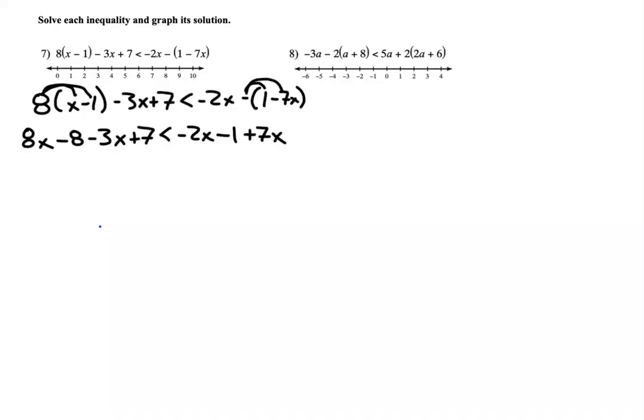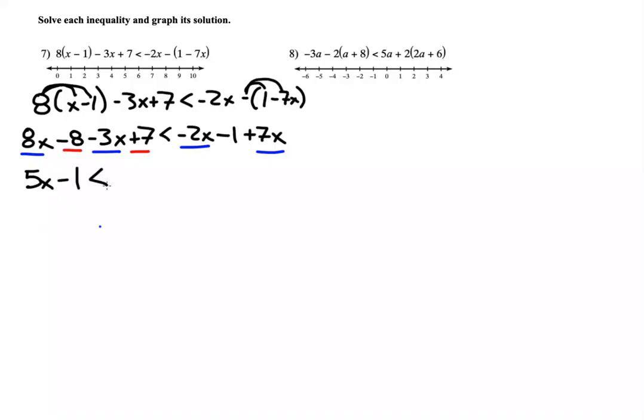So now I can combine my terms. I have a negative 8 here and a 7. Those can combine. And I also have some x's that can combine. I've got an 8x and a negative 3x and a negative 2x and a 7x. So I can combine all these terms. 8x minus 3x is just 5x. And negative 8 plus 7 is minus 1.